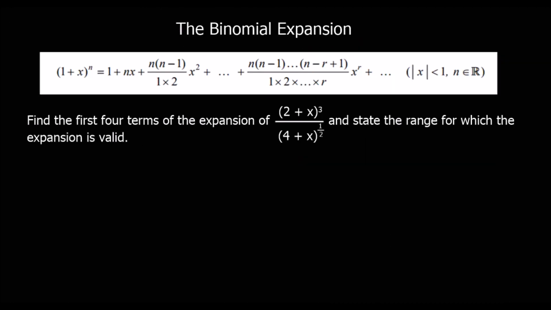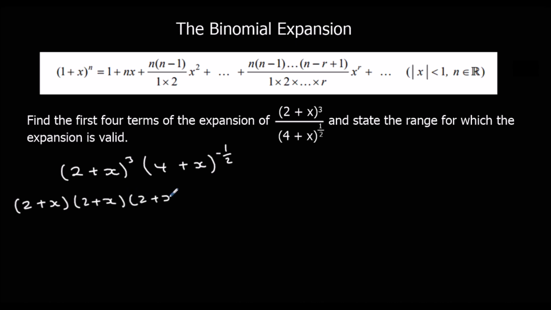Here's another question. So find the first 4 terms of this expansion and state the range for which it's valid. So we're doing the same thing again. So I can rewrite a division as a multiplication by changing the power to negative. So I've got 2 plus x cubed multiplied by 4 plus x to the power of minus a half. And I can expand my cubic by just writing it as 3 brackets multiplied together. So 2 plus x times 2 plus x times 2 plus x.